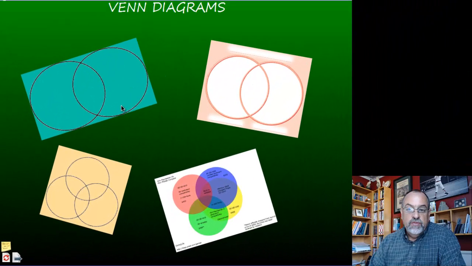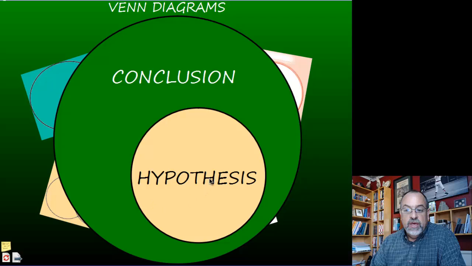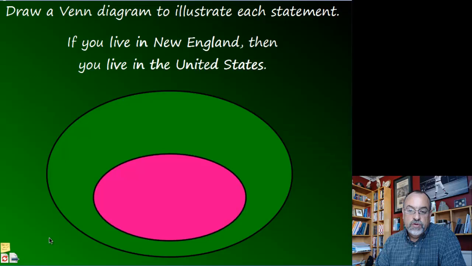All right, so I want to talk about Venn diagrams as well, and we can use Venn diagrams to illustrate conditional statements. Here's how it always works. The Venn diagrams that we're going to use are two circles, and in the smaller circle you will always place the hypothesis. Then the larger circle will be the conclusion, and that will never be different.